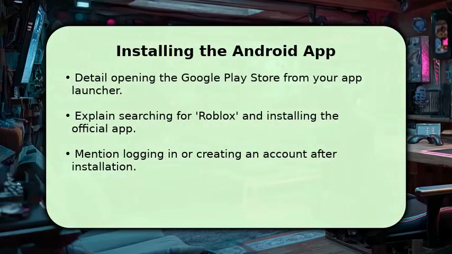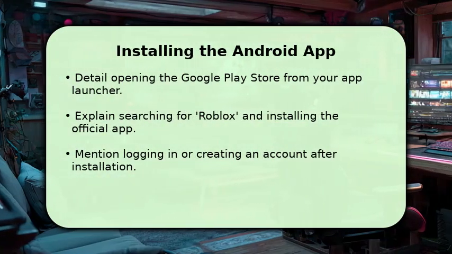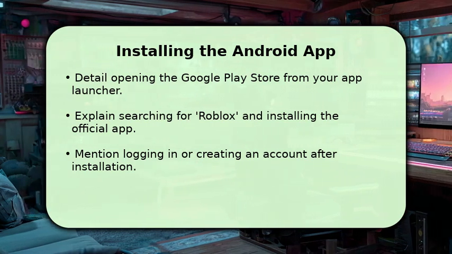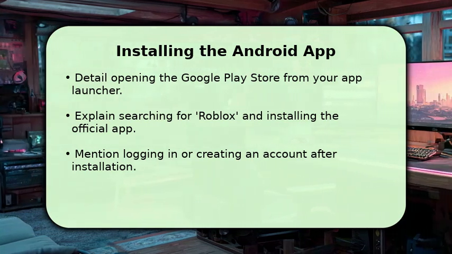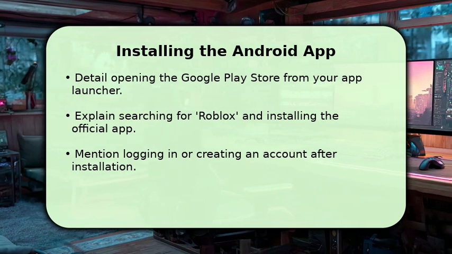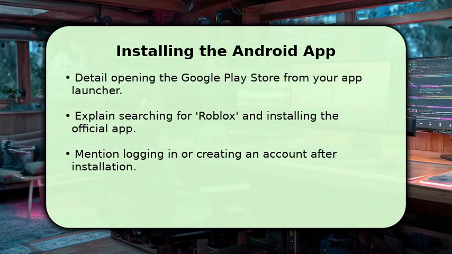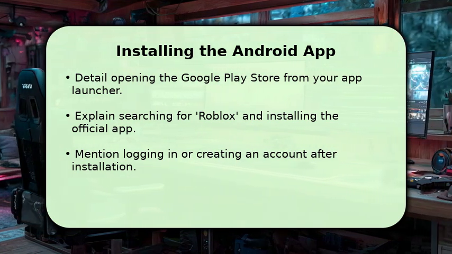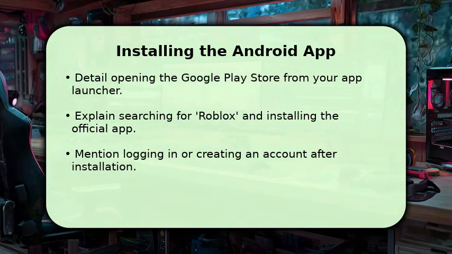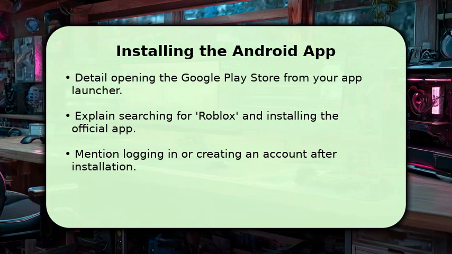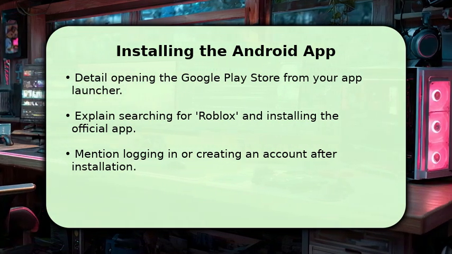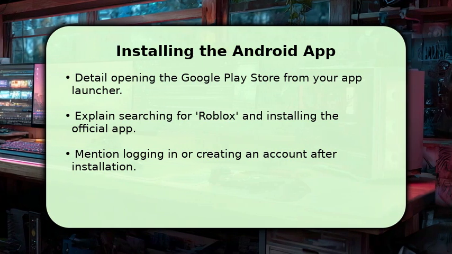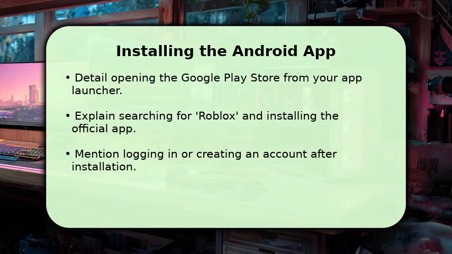To install the Android app, open the Google Play Store on your Chromebook. You can find it easily in your app launcher. Once open, use the search bar at the top to type Roblox and press Enter. Look for the official Roblox application, usually the first result, and click Install. This process typically takes only a few minutes, depending on your internet speed. After installation, simply open the app and log in with your existing account or create a new one.